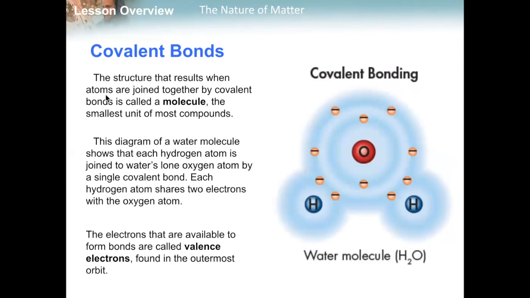The structure that results when the atoms are joined together by covalent bonds is called a molecule, the smallest unit of most compounds. This diagram of a water molecule shows that each hydrogen atom is joined to water's lone oxygen atom by a single covalent bond. Each hydrogen atom shares 2 electrons with the oxygen atom. The electrons that are available to form bonds are called valence electrons, found in the outermost orbit.